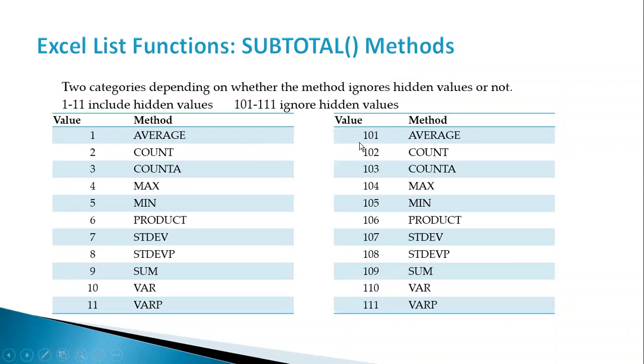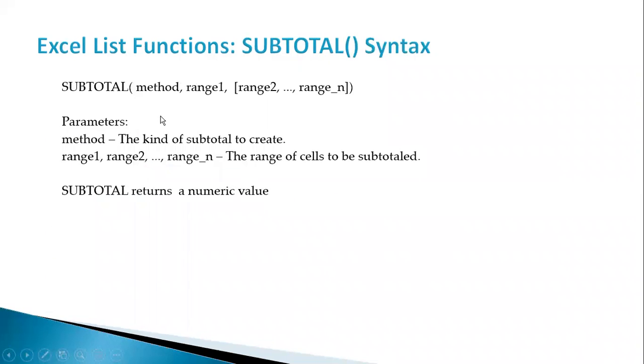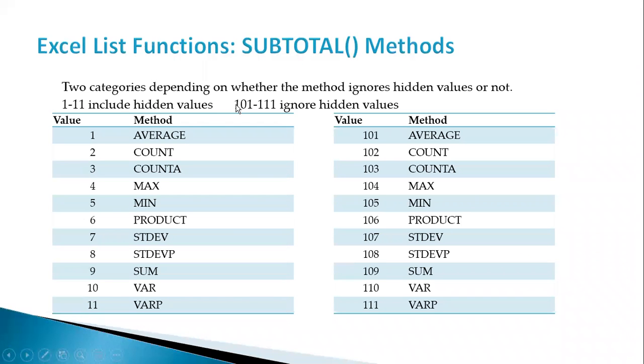If you want to get the sum of the values in a range while including hidden values, you'll enter 9. But if you want to ignore hidden values, then you'll enter 109. And so just remember this syntax: subtotal requires at least 2 parameters, that is the method, and then range. And of course, you can specify more than one range. So we'll go to Excel and just see this at work.